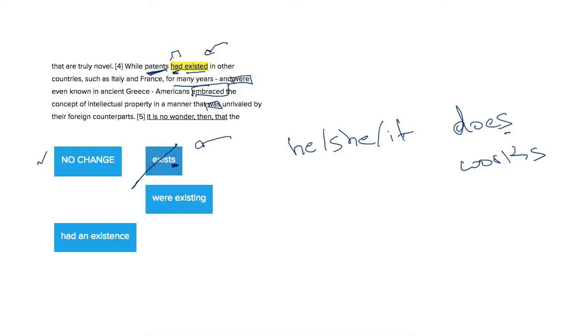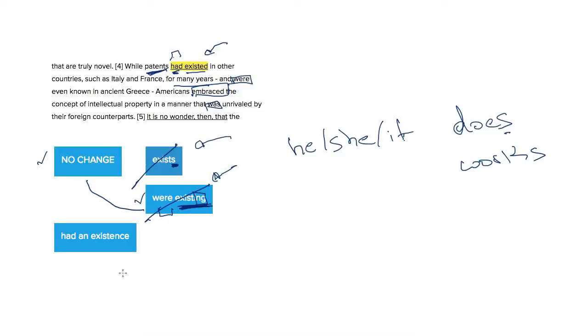Okay, answer choice C then, which I'm assuming is this one because of the weird ordering, it's hard to tell. While patents were existing in other countries, such as Italy and France for many years, nothing necessarily wrong with this either, but we have this ing ending at the end of this verb here. This is a construction we generally want to avoid. And we also have a helping verb, were. There is absolutely no difference between had existed and were existing, other than were existing is in a construction that we do not like for this test. You want to avoid constructions ending in ing. So that makes answer choice A better than answer choice C here.